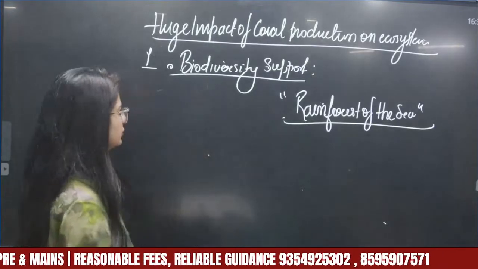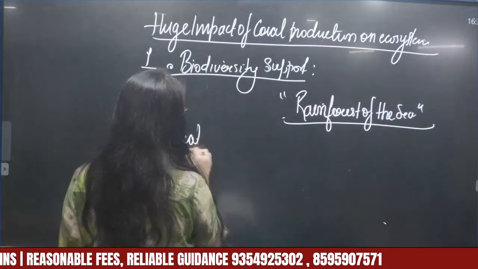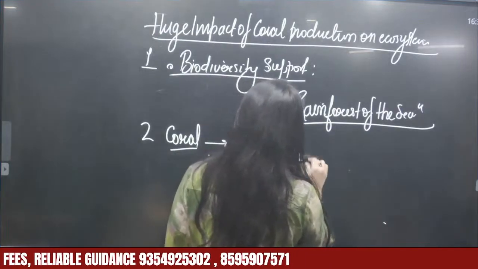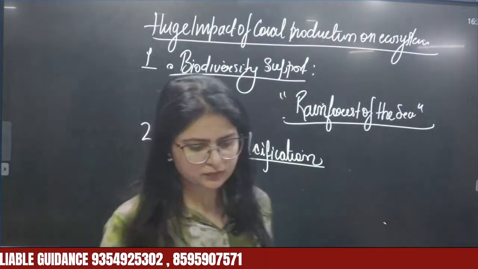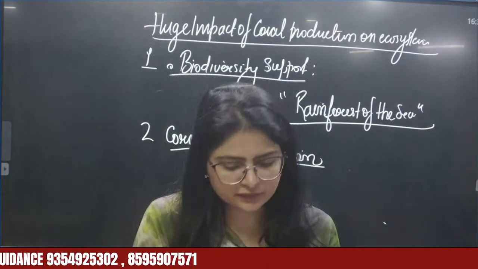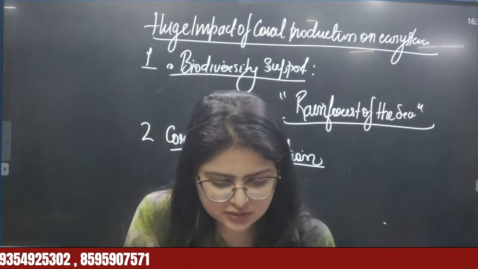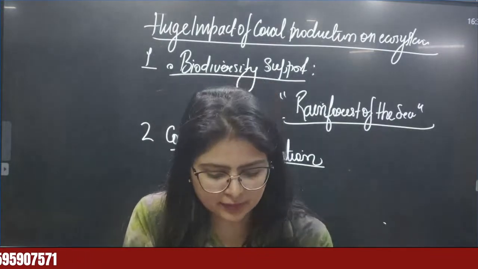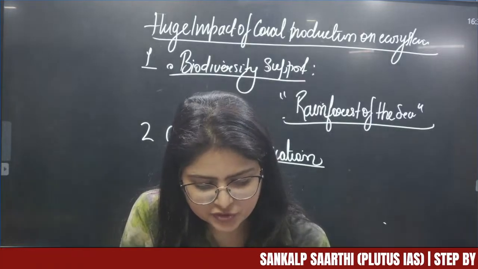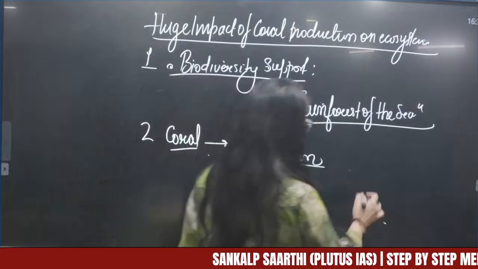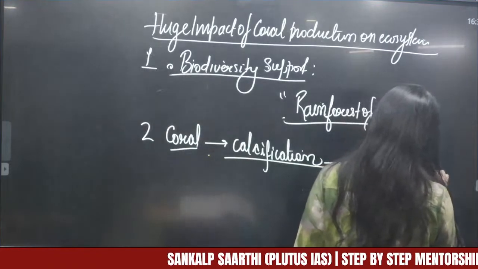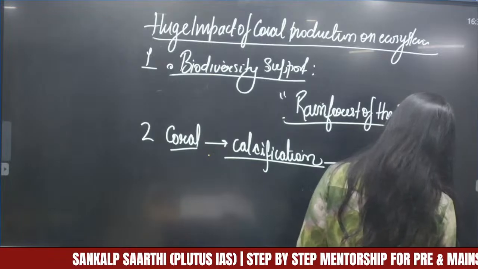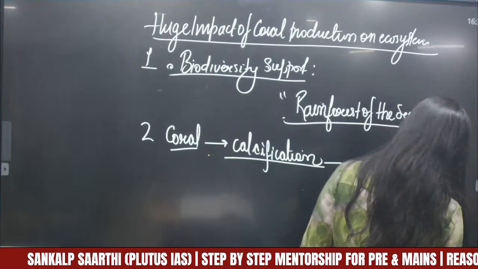Next, the structure created by coral calcification. Now how is calcification happening? What is being formed by the corals? Calcareous deposit. So calcification you can write down. The structure created by coral calcification provides crucial nooks and crannies for fishes and invertebrates. Crucial means vital.